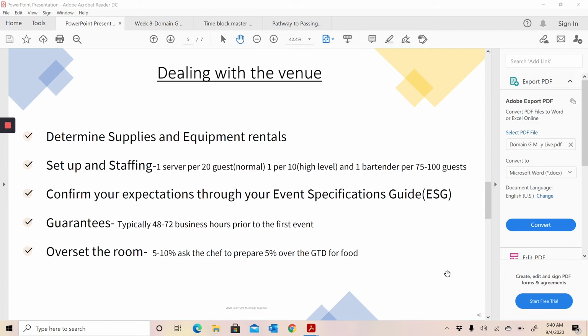So if you had a group of 300 people and I asked you how many staff members you would need for 300 people, you'd take 300 and divide it by 20, and that gives you 15. So 15 staff members for your event. And if you had a high level, you would take 300 divided by 10, and then you would need 30 people. And then same thing with the bartender. For 300 people, you would need three bartenders.